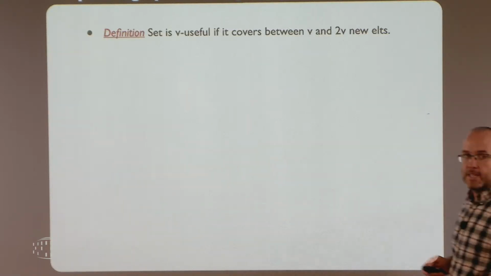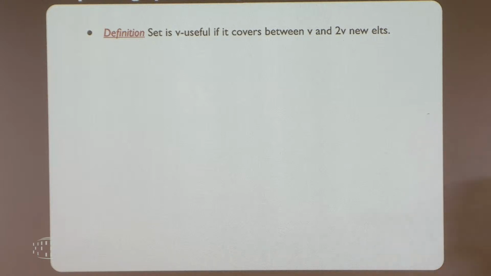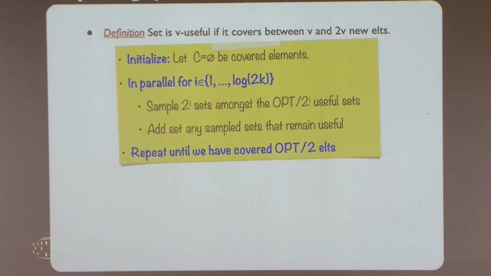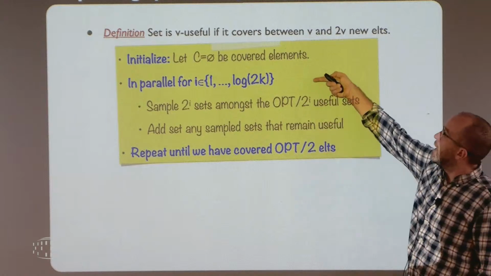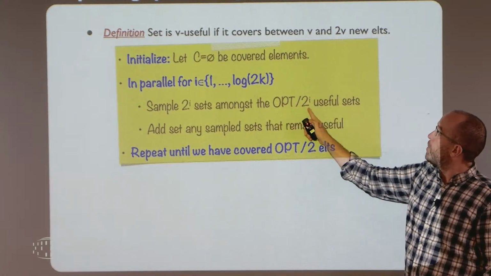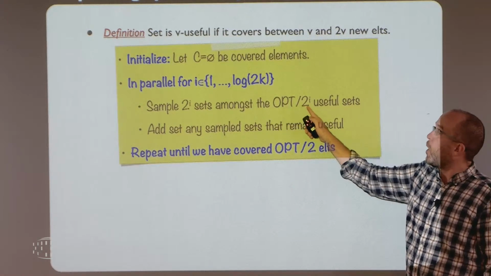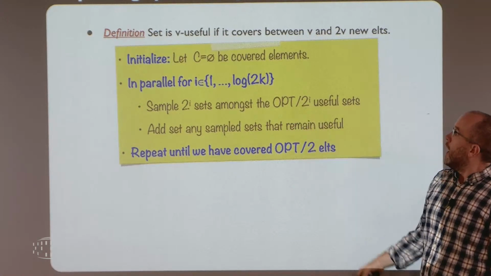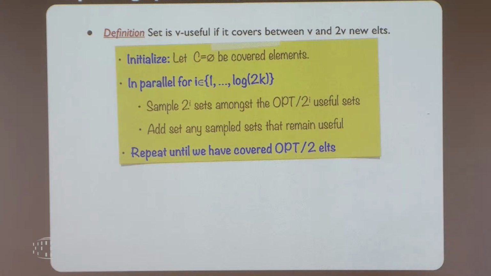The basic idea of improving the space complexity from k squared down to k is as follows. We need to talk about a slightly more nuanced notion of useful. We'll say a set is V-useful if it covers between k and 2b new elements. And what we'll do is, in parallel, for different thresholds ranging from opt divided by 1 down to opt divided by 2k, we'll sample elements amongst that family of sets that can add so much.